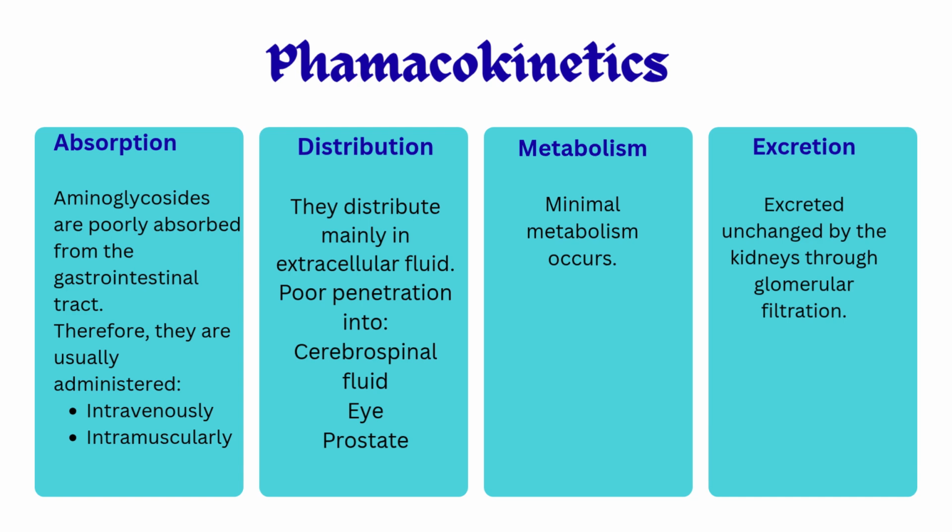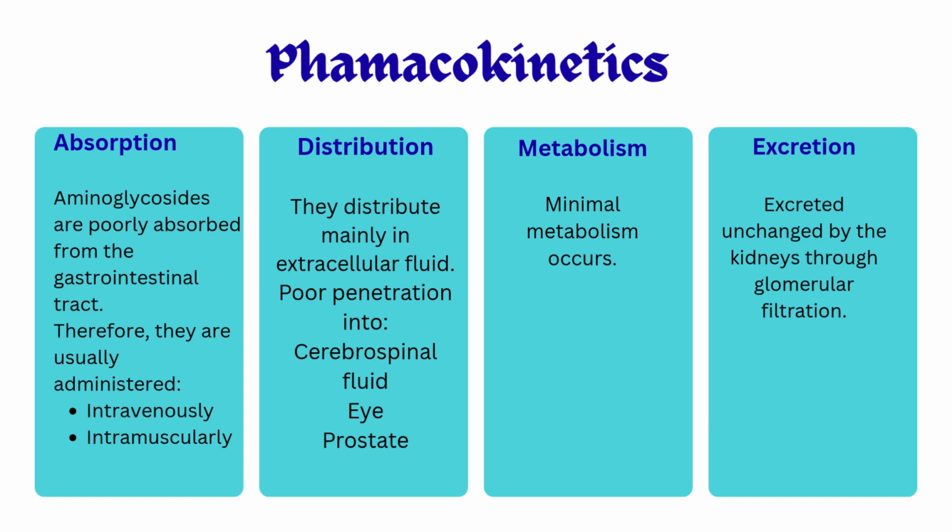Oral administration is generally limited to local effects within the intestine, such as bowel sterilization before surgery. 2. Distribution. After absorption, aminoglycosides distribute mainly into the extracellular fluid. They achieve good concentrations in blood, urine, peritoneal fluid, pleural fluid. However, they have poor penetration into cerebrospinal fluid, CSF, eye, prostate, bone. Because of poor CSF penetration, they are not usually the first choice for meningitis.